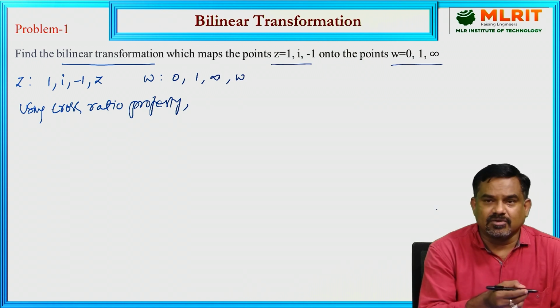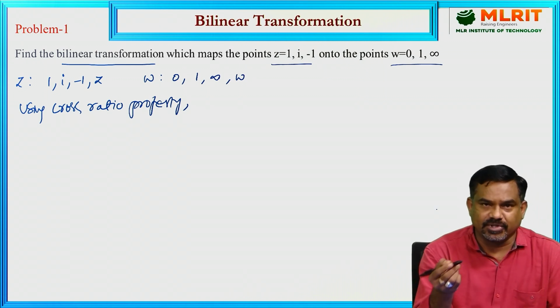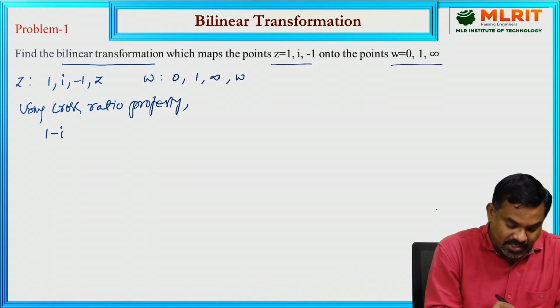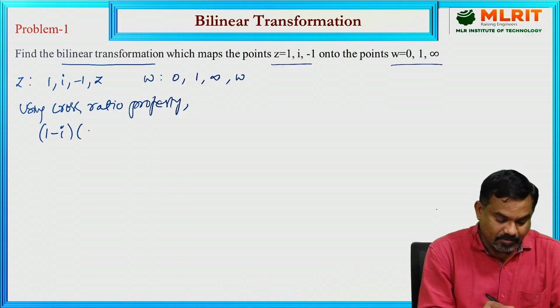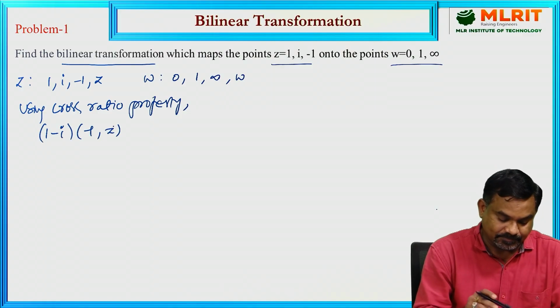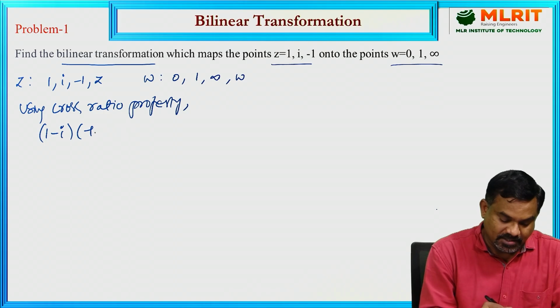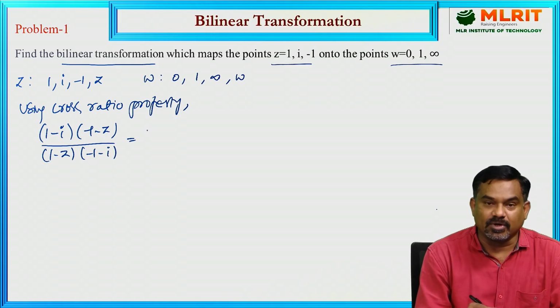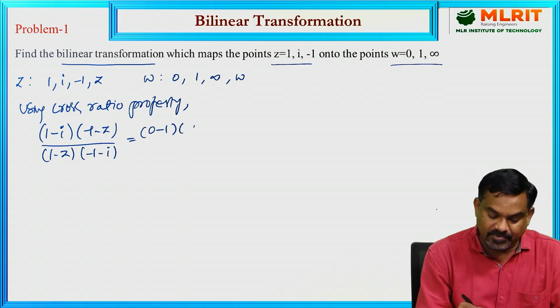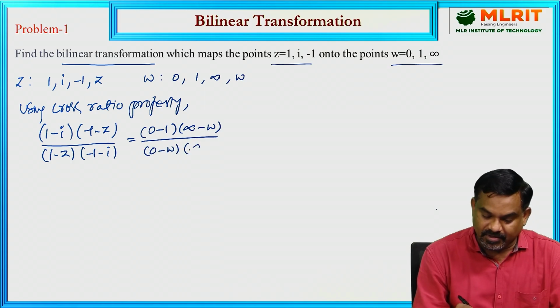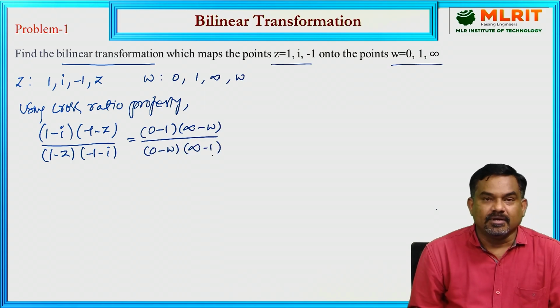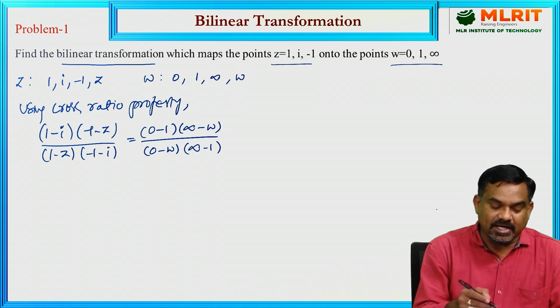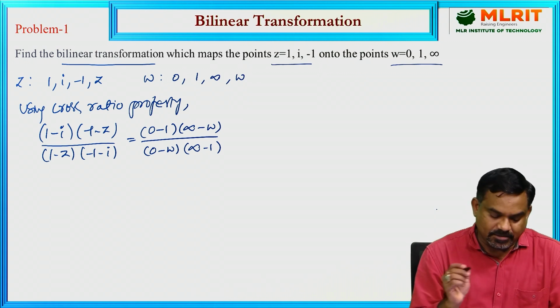just now we discussed 1, 2, 3, 4 and 1, 4, 3, 2. So (1 minus i) (minus 1 minus z) divided by (1 minus z) (minus 1 minus i), which is equal to (0 minus 1) (infinity minus W) by (0 minus W) (infinity minus 1). Now we need to simplify this to get the final bilinear transformation.